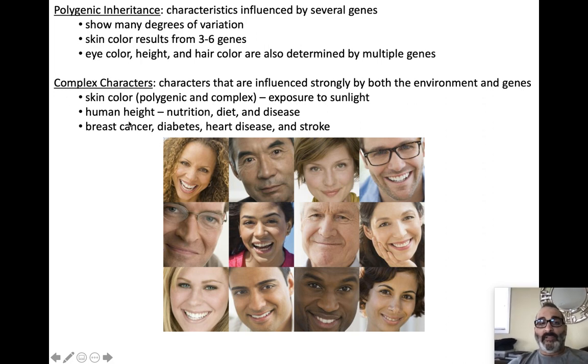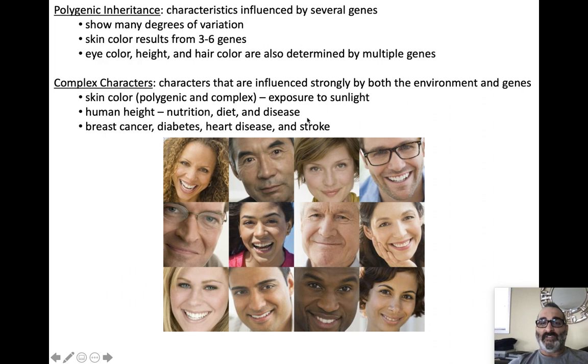Human height is also polygenic, but it's also complex. Why? Well, you have certain DNA that says you're going to be tall or short, but if you eat poorly, you're probably going to be shorter. If your diet isn't good and you don't eat enough, you're not going to be as tall.